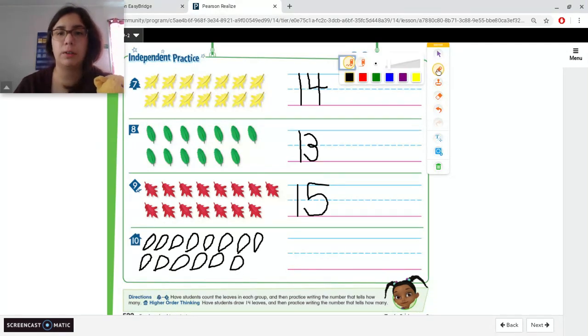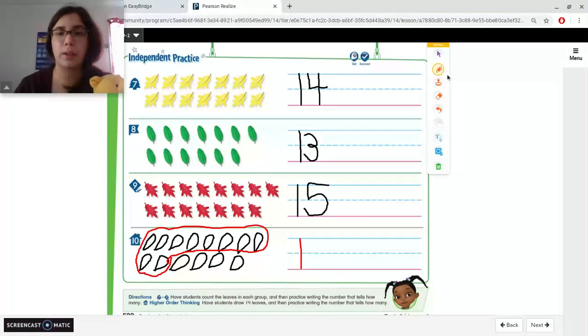I want to circle a group of 10 in red to show where the number 1 comes from in the number 14. So we know we have 10 ones and 4 ones, which makes the number 14. So we write number 1 from our first 10 ones, and then number 4 for our last 4 ones.